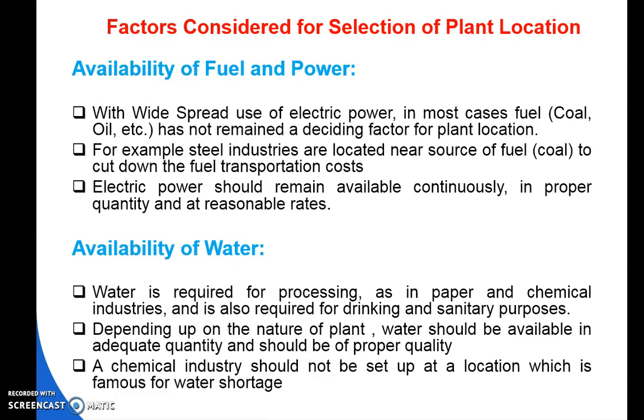Now another point is availability of fuel and power. With the widespread availability of electric power, in most cases fuel has not remained a deciding factor. For example, steel industries are located near the sources of fuel. Water is required for processing in paper and chemical industries. So depending upon the nature of the plant, water should be available in adequate quantity and of proper quality. In this way, all the other points are considered during plant location selection.